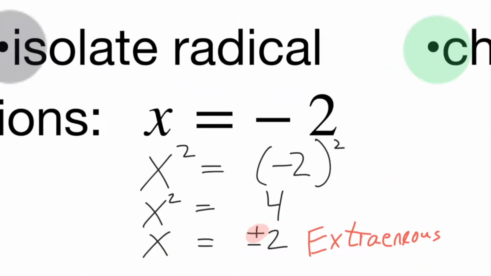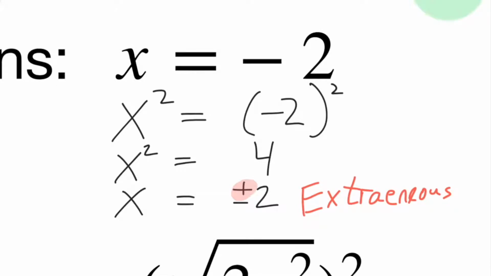Check this out. Here's a simplified version. Let's say you start out with just x equals negative 2. Fine. Square both sides, and you get x squared is equal to negative 2 squared, which is 4. Now, if you wanted to solve this equation for x, you would take the square root of both sides, right? And you get x equals positive or negative 2. Both positive and negative 2 will work in this equation right here as solutions.